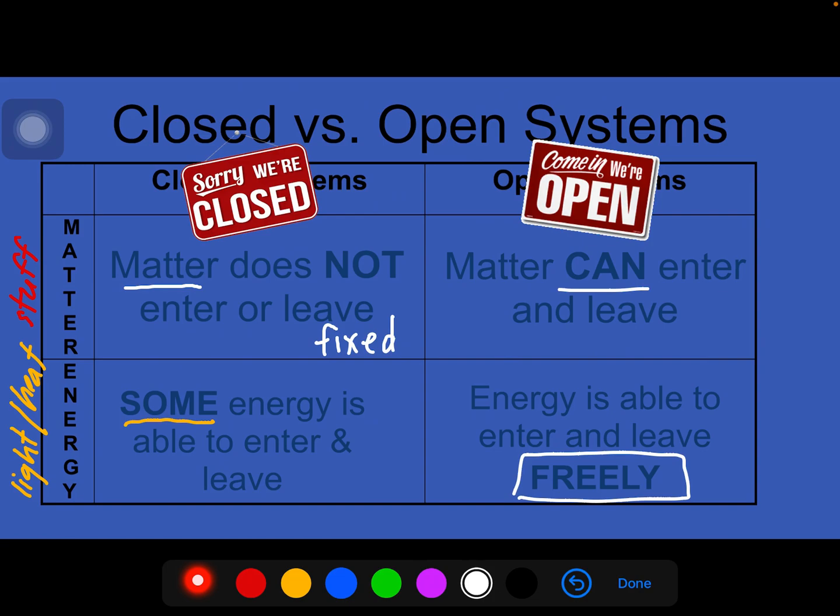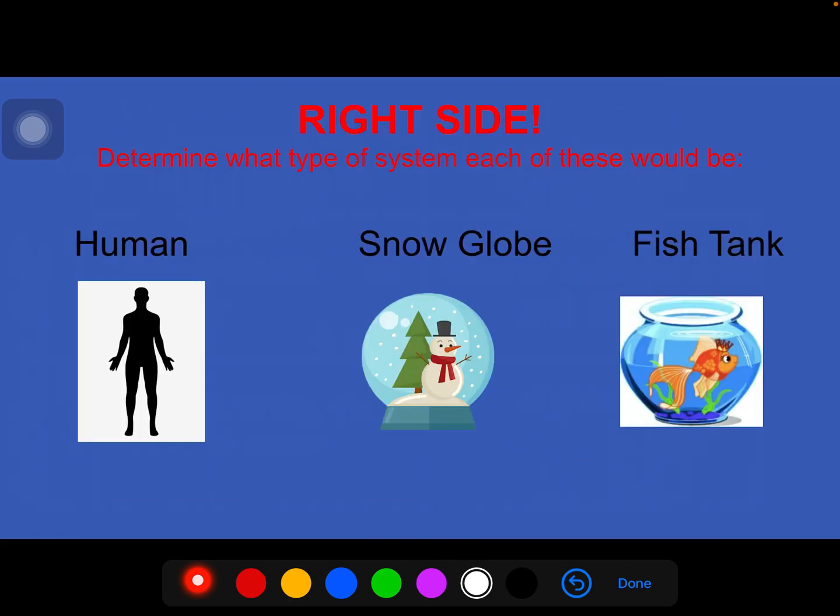So again, that analogy for the gas station makes a lot of sense to me. When you think about it being closed and locked up, that stuff cannot come and go, whereas when it's open, it can. So thinking about those new definitions we have, go ahead and pause. What would you be thinking about for the following examples? Human, snow globe, and fish tank. Pause. Circle up what your thoughts are now.